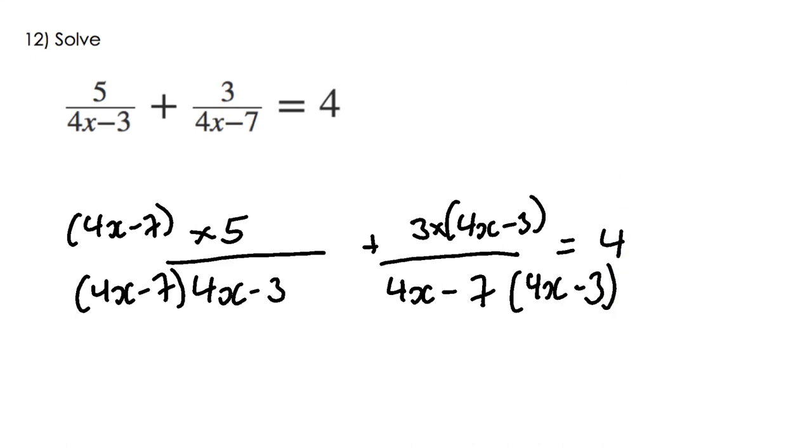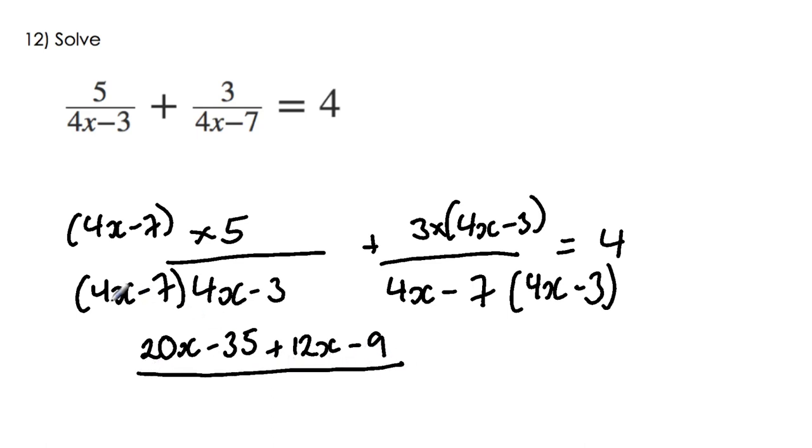I'm now going to simplify by expanding the brackets and collecting like for like terms. So we have 4x times 5, which is 20x, minus 7 times 5, which is minus 35, 3 times 4x, which is 12x, 3 times negative 3, which is minus 9, over 4x times 4x, which is 16x squared, 4x times negative 3, which is minus 12x, minus 7 times 4x, which is minus 28x, minus 7 times minus 3 is positive 21, which equals 4.